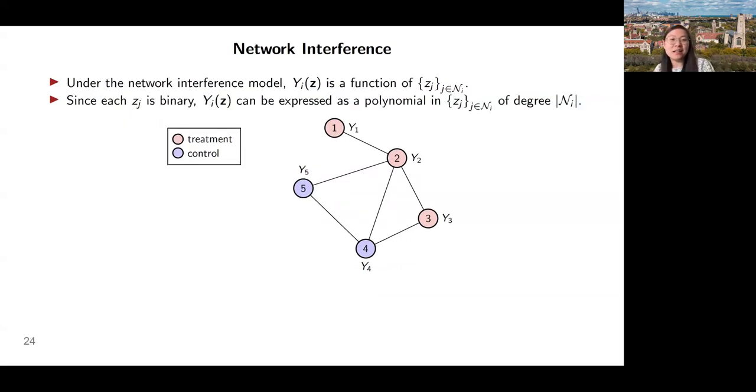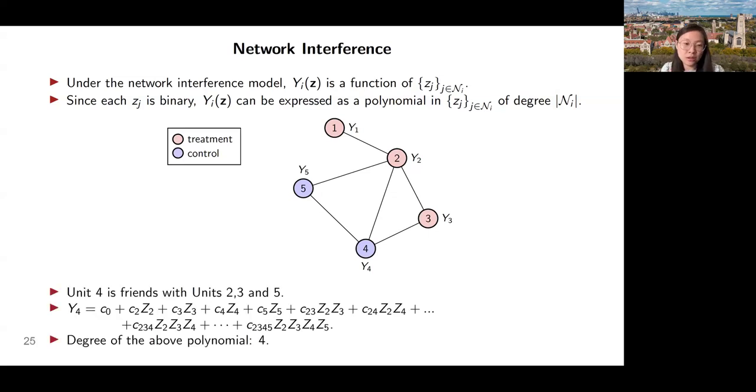Under this network interference model, you notice that Yi is a function of the z's of its neighbors. For example, unit 4 is friends with 2, 3, 5 and themselves, so the outcome of 4 would be a function of the treatments of 2, 3, 4, 5. Because all the treatments are binary numbers, this function can always be expressed as a polynomial of the z's of order the size of the neighborhood.